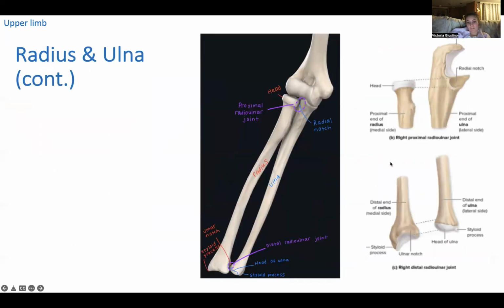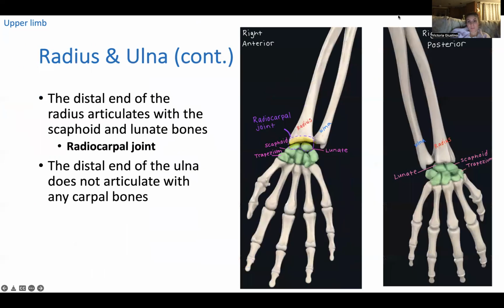And I just circled the joints again. All right, so now moving on to the distal articulations, our wrist joint. Only the radius is forming the wrist joint. The ulna does not articulate with any carpal bones.